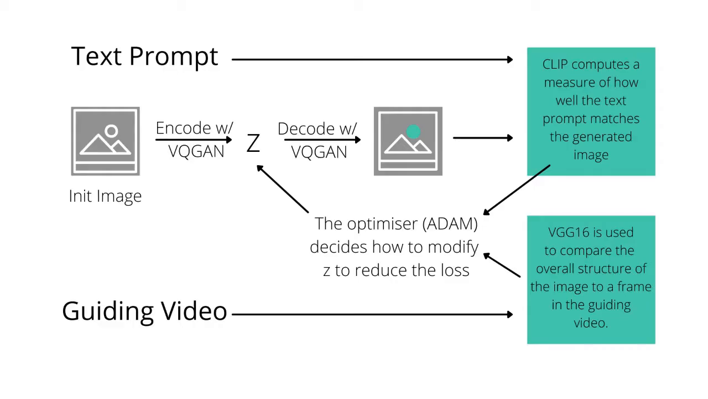So now when we generate an image from some starting Z, we calculate not only the loss with Clip, how well does it match the text, but the content loss, how well does it structurally resemble the video. And we use both of those losses together to then optimize Z into a position that kind of minimizes the combination of the two. So this works decently.